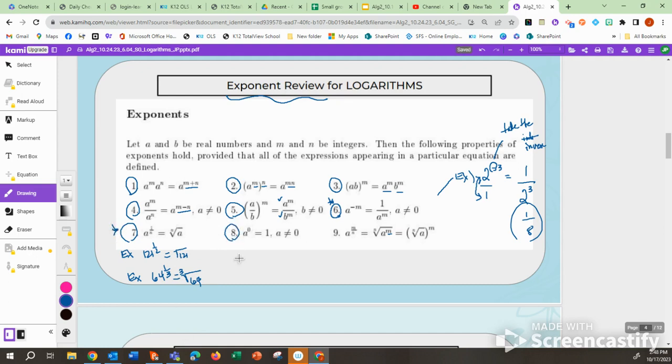Number 8, this is all the way back to Algebra 1. Anything raised to the 0 power is always equal to 1. If you don't know that, take your handy dandy calculator.